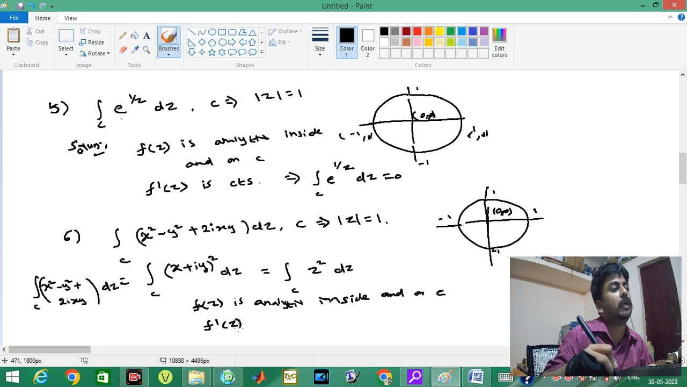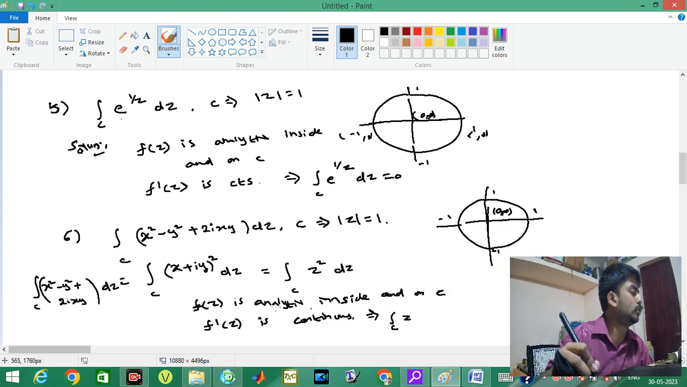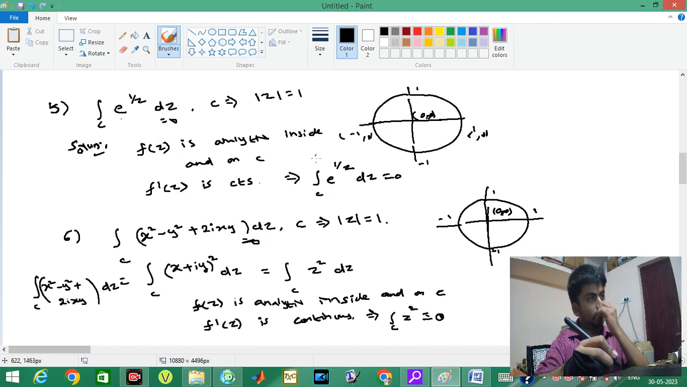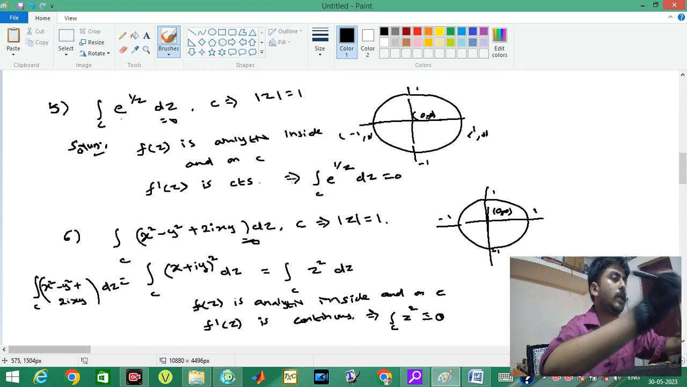F dash of z is continuous, which implies the integral of f of z is equal to 0. Therefore the integral over C of z square equal to 0, or the integral over C of the given function equal to 0. I am writing the given function as z square equal to 0, and then you can write this function. Okay, the integral over C is equal to 0. After this you can write the same question, that is equal to 0. Now our second problem.